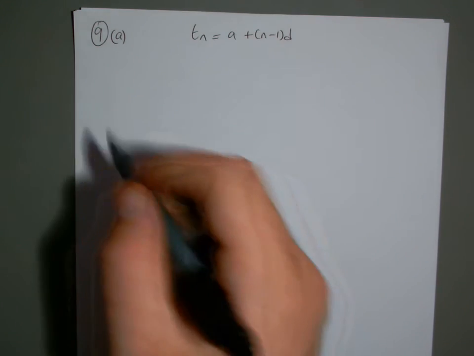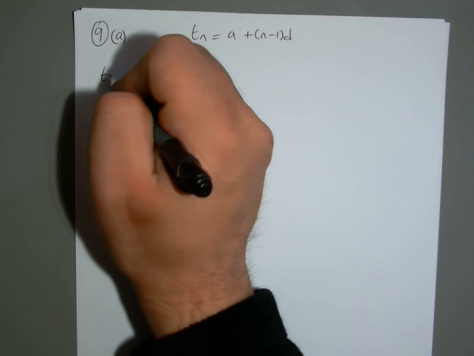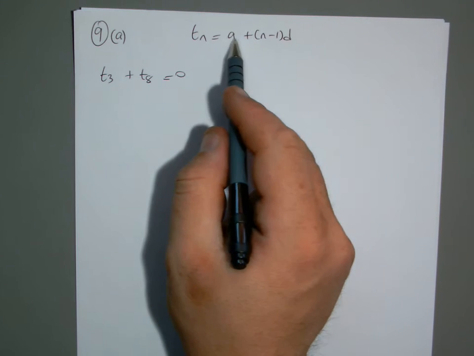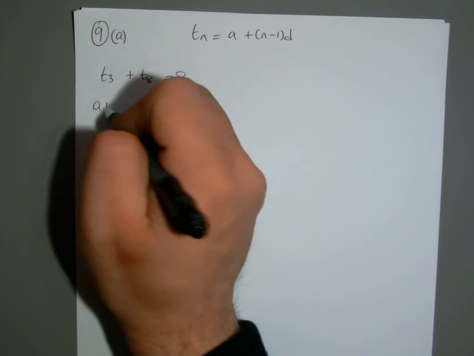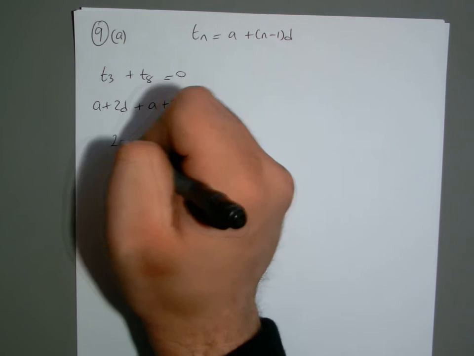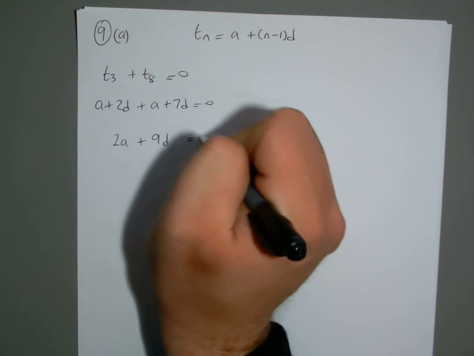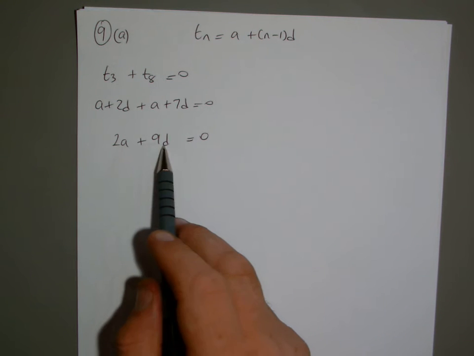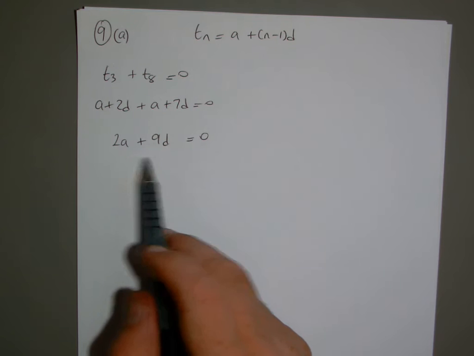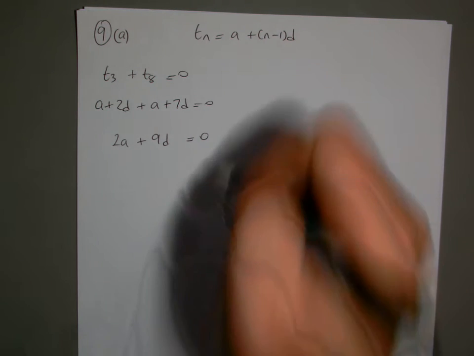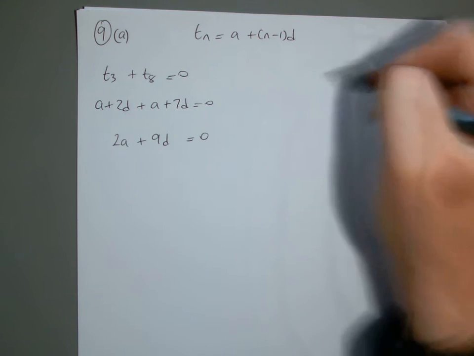Okay, so in 9 part A here, it says the sum of the third and the eighth term, so T3 and T8, is 0. So T3 here will be a plus, well, 3 minus 1 is 2, so a plus 2d, and T8 will be a plus 7d, is 0. So we've got 2a plus 9d is 0. This is not particularly nice because that's even, that's odd. I could divide by 2 and get a equal to a fraction or a decimal. Maybe we'll just leave it like that for a minute. We'll see what happens with the next bit of information.